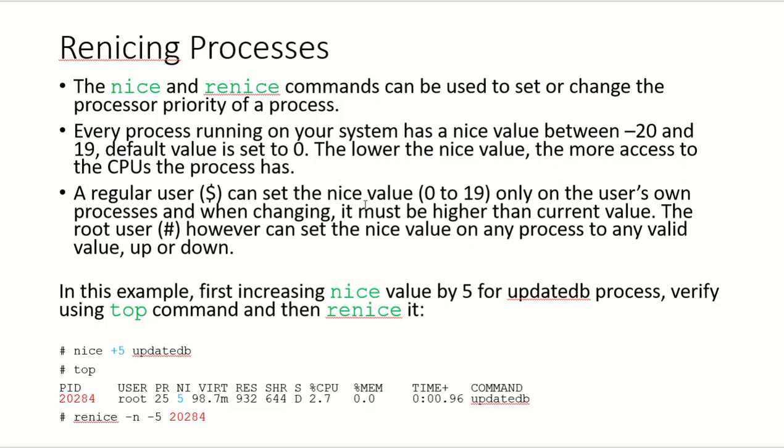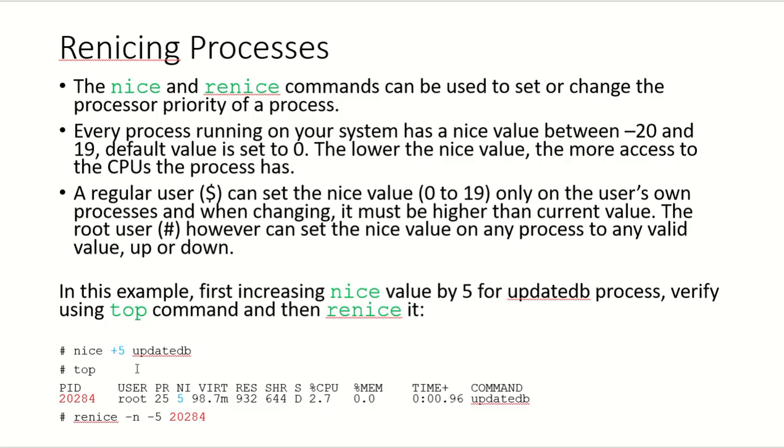So the nice and renice commands are used to give some processes some extra privileges. Again, the purpose is to allow certain processes to leverage more resources. So every process has a value between -20 and 19, and the default value is 0. The lower the nice value, the more access to the CPU the process has. As an ordinary user, you can only set between 0 and 19, and on your own processes. The root user, because the root user is the privileged one, can set the value as long as it's within the valid range.